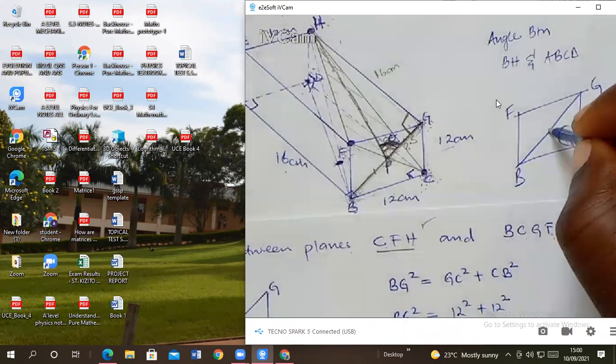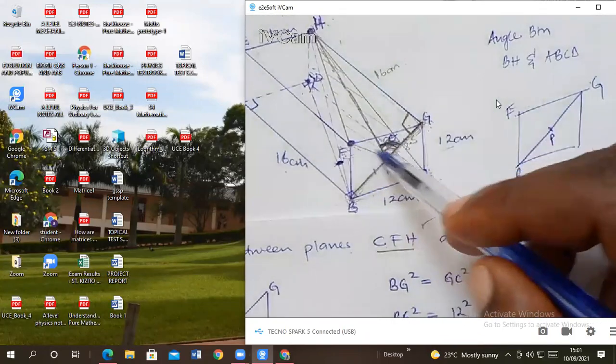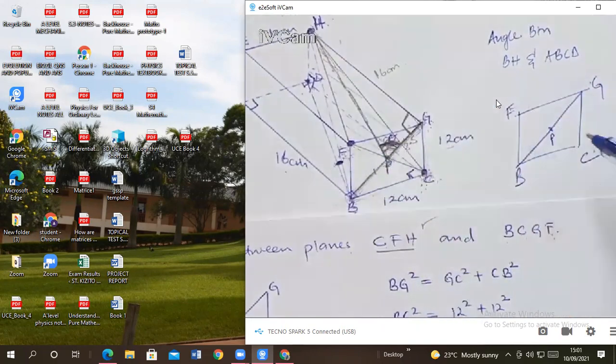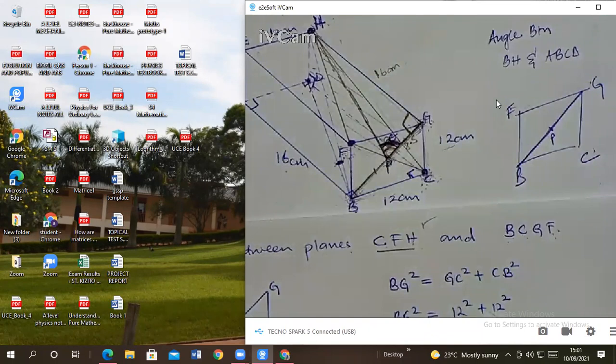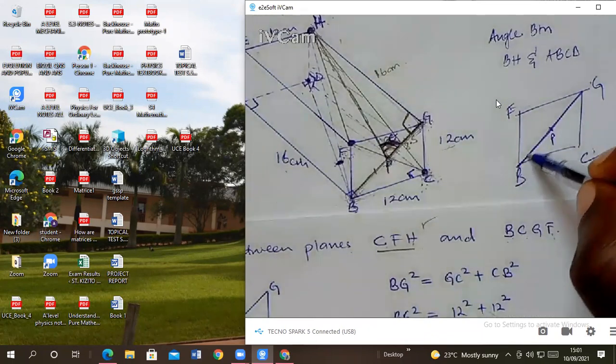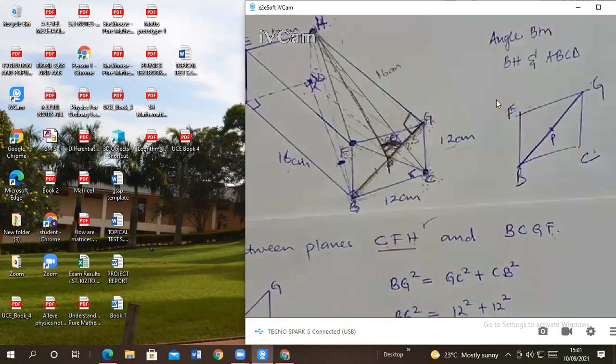Yes. And then P is in the middle there. So that means that for us to get the angle in between this plane here, BCDF, and this other plane here, this triangle inside, we have to draw a line on that plane. You get it? Yes. We have to draw the line on that plane. So the line we drew was this one, BG. It is on that plane.